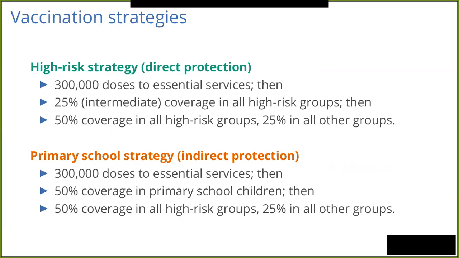In the second strategy, our priority groups are primary school children, so we're providing indirect protection for high-risk groups by targeting the main drivers of transmission. Again, we then make vaccine available to everyone until we reach a final target level of vaccine coverage. So let's see how these 2 strategies compare.